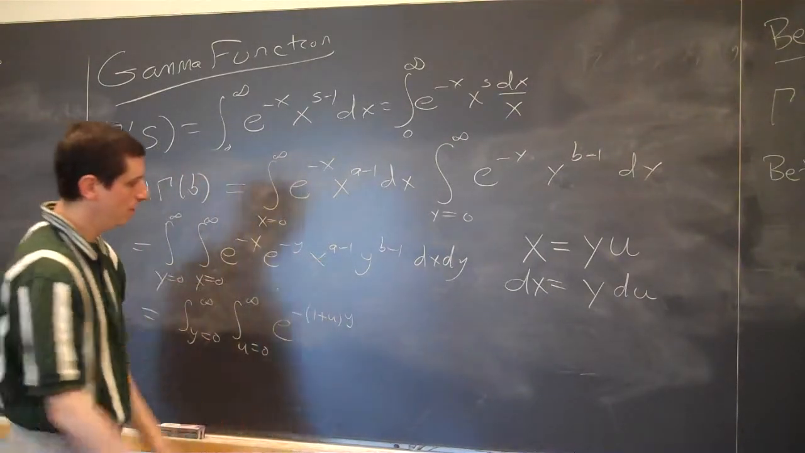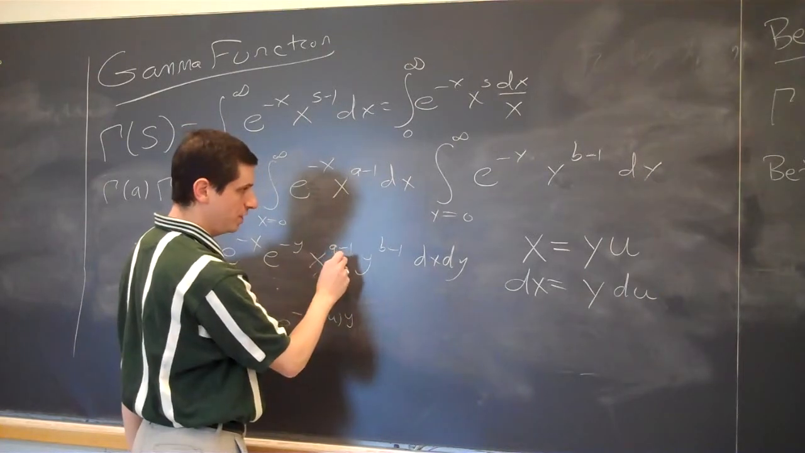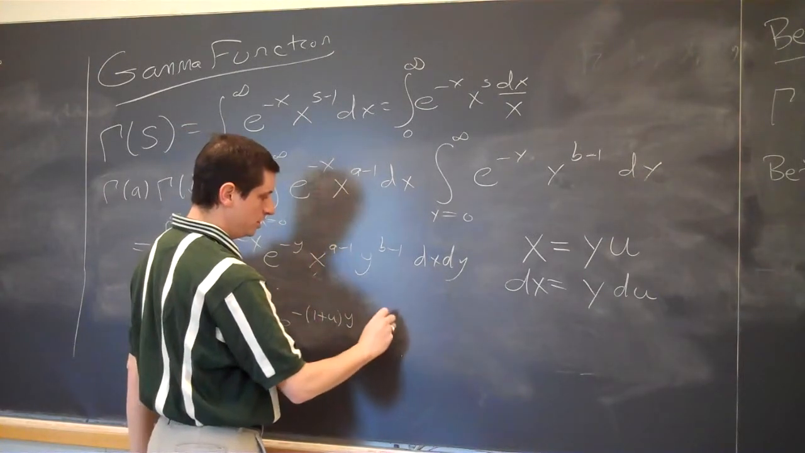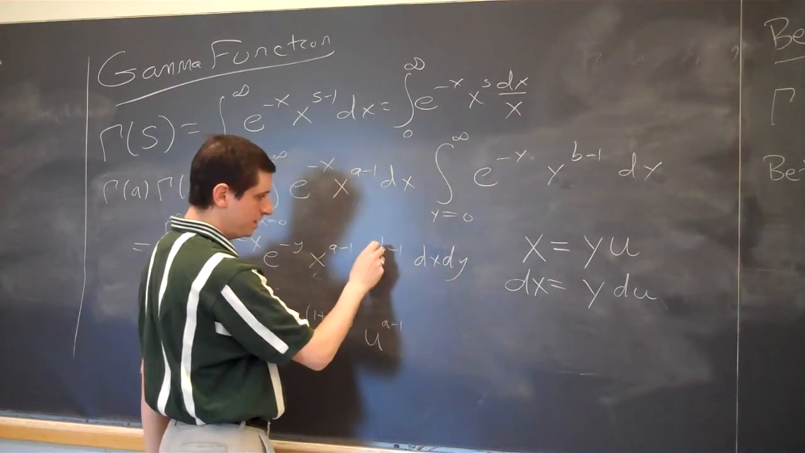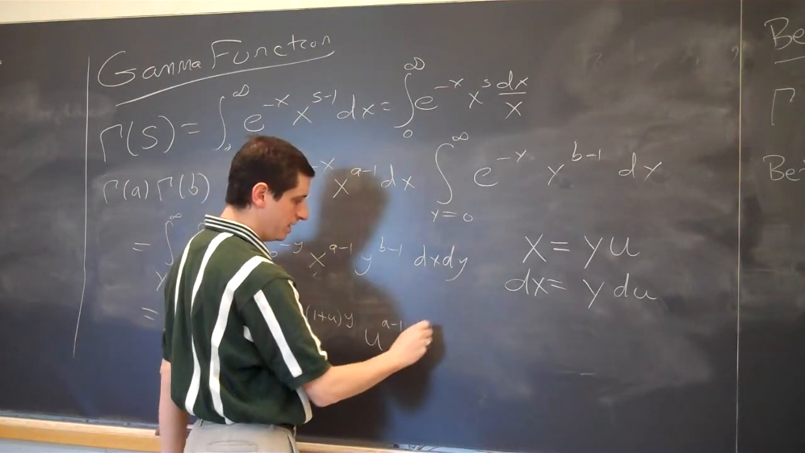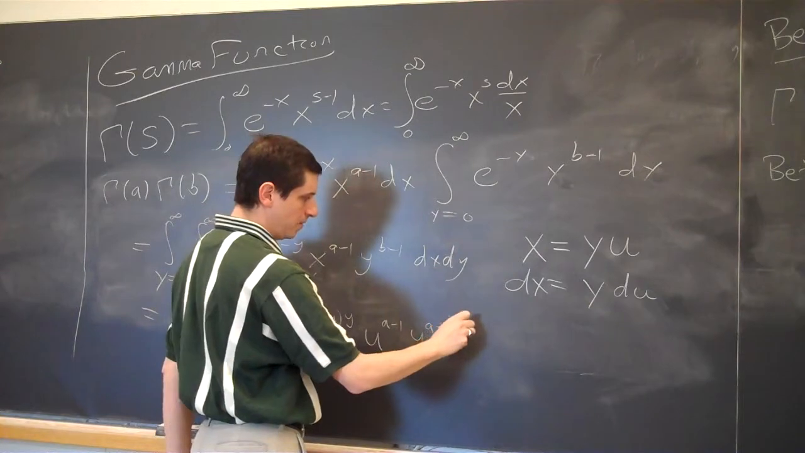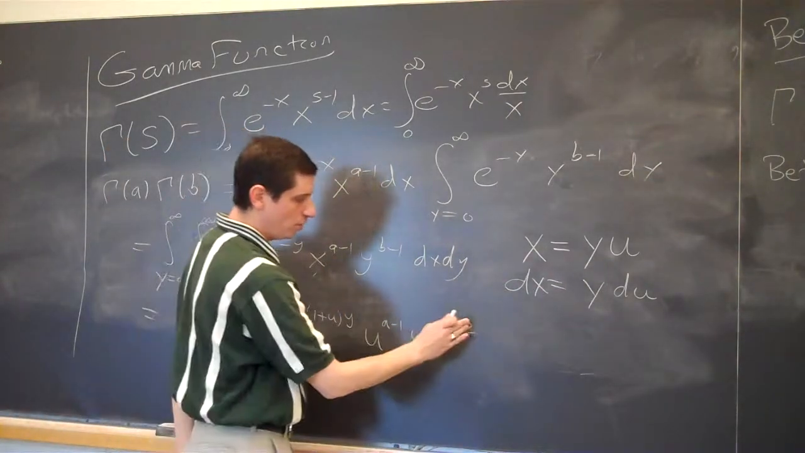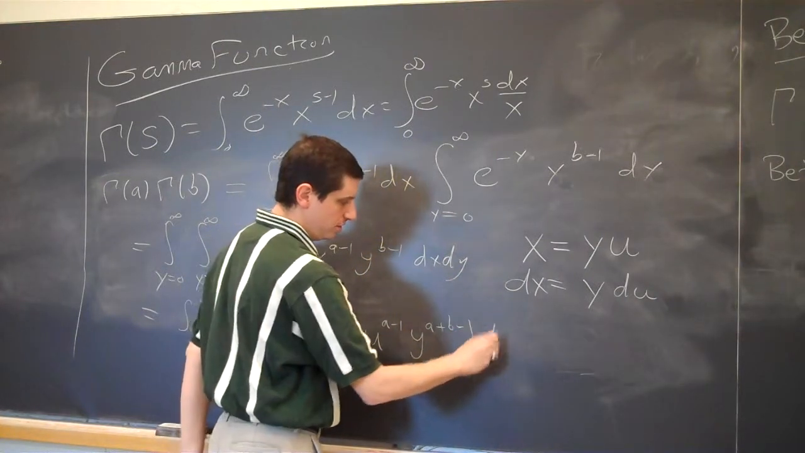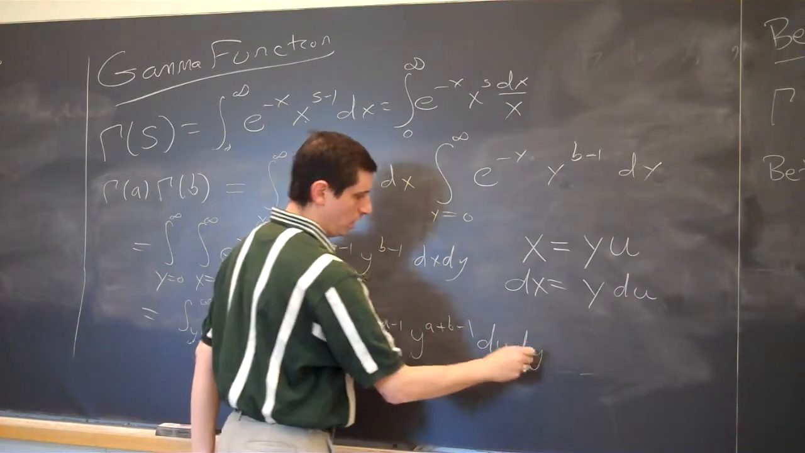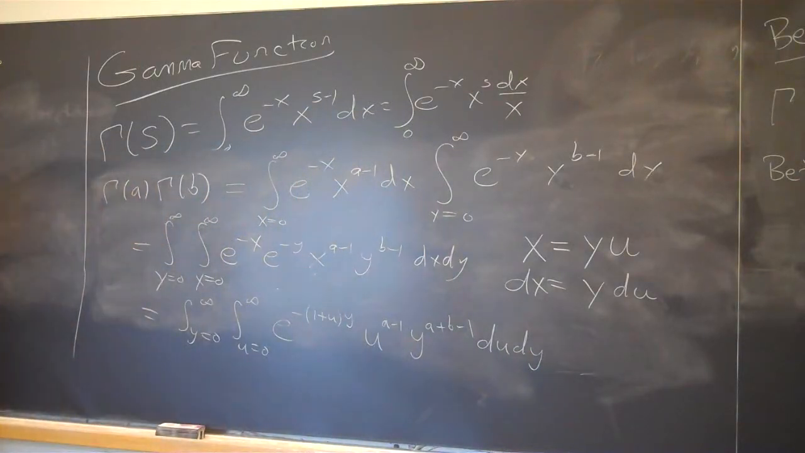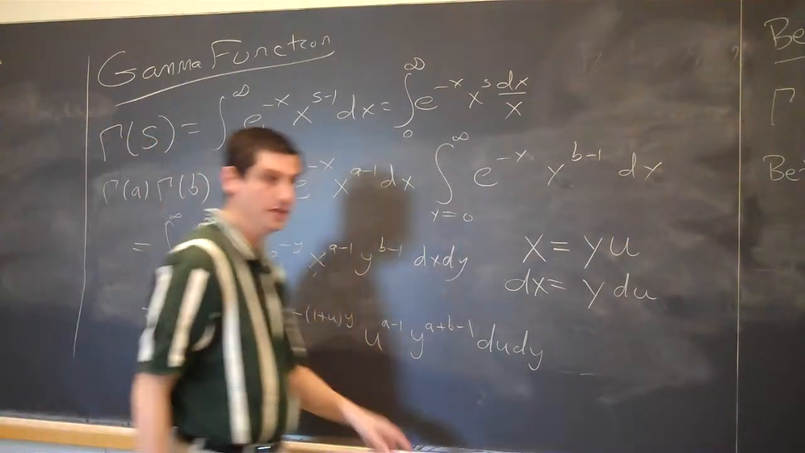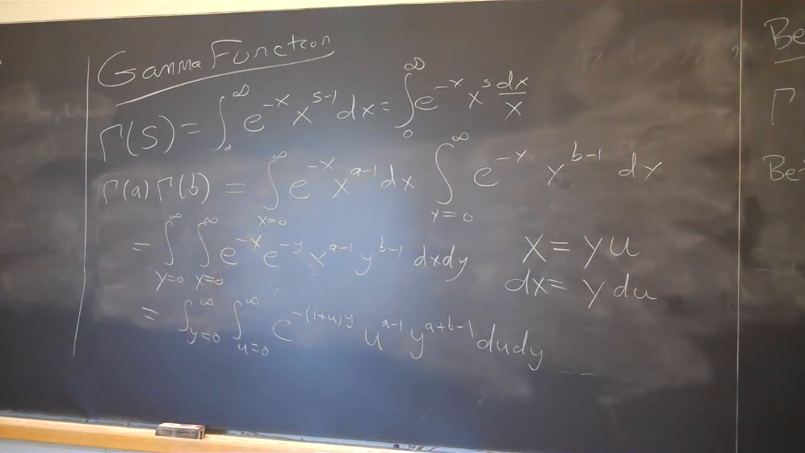x to the a minus 1 becomes y to the a minus 1, u to the a minus 1. So u to the a minus 1, y to the a minus 1 times y to the b minus 1 is y to the a plus b minus 2. But now dx becomes y du, so one of the y's comes over here, and after you do the algebra, you get du dy. Okay? So again, it's just algebra getting from this line to this line.